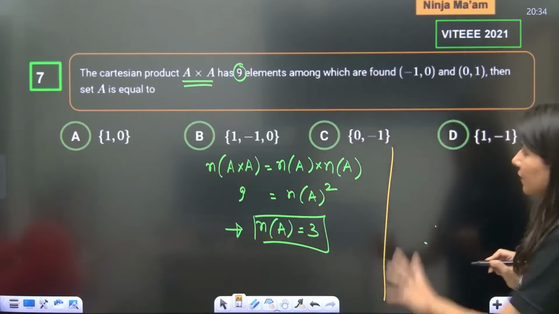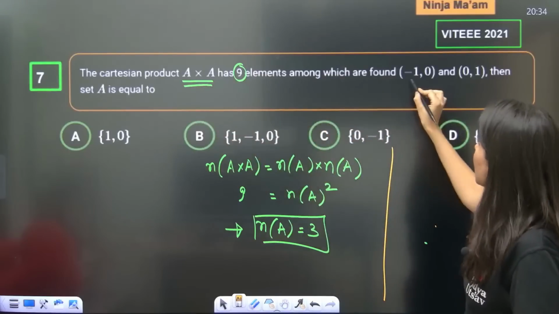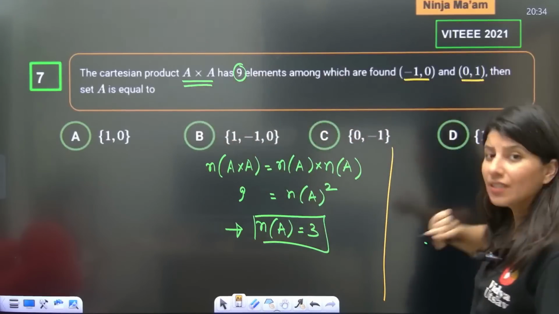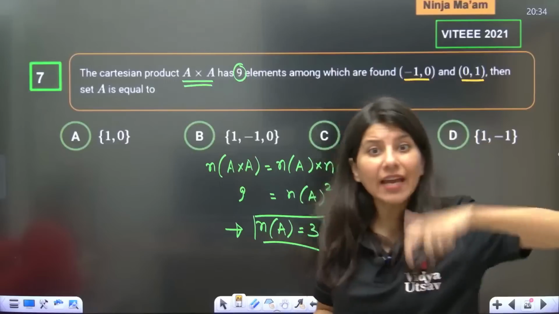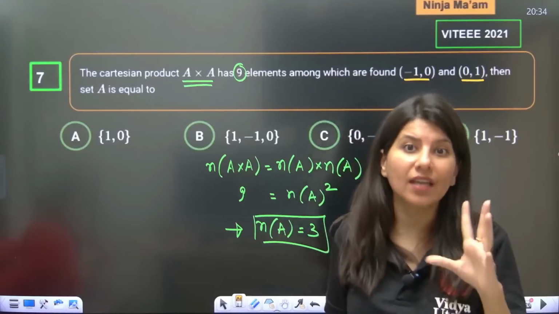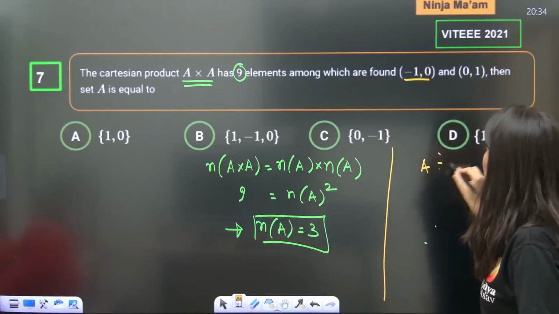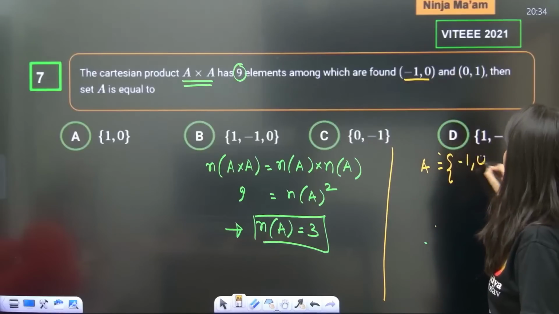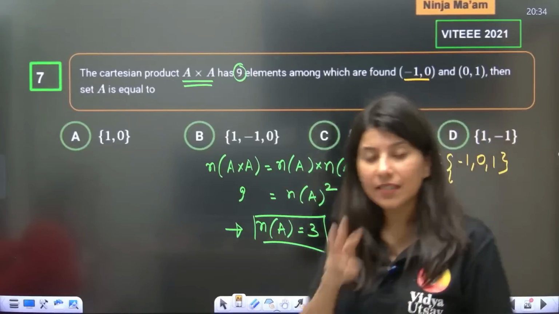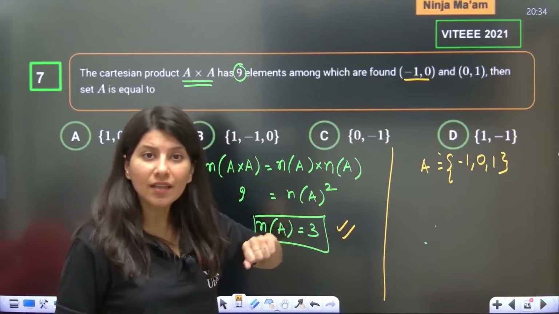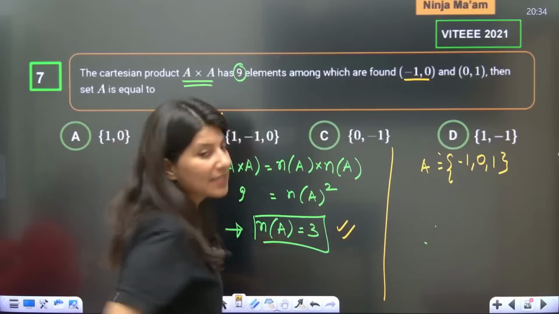Okay. Cardinality of A is 3. Now, what they are saying is the Cartesian product has 9 elements, among which are found minus 1, 0 and 0, 1. A cross A will have ordered pairs in which the elements inside the ordered pairs belong to set A. So, 3 elements I can clearly see over here. If I talk about set A, clearly minus 1, 0 and 1 should be there in my set A. And I know specifically that cardinality of A is 3. That means the number of elements in set A is 3. Right? So, I think I have got the whole set. And option B is absolutely right.